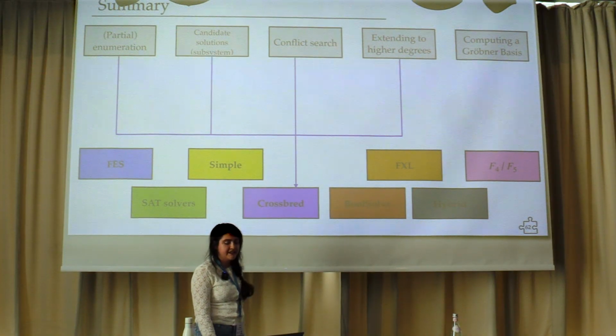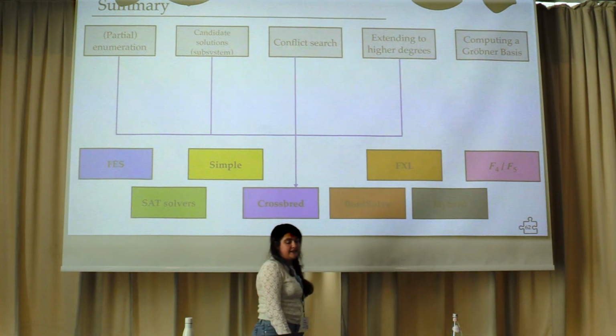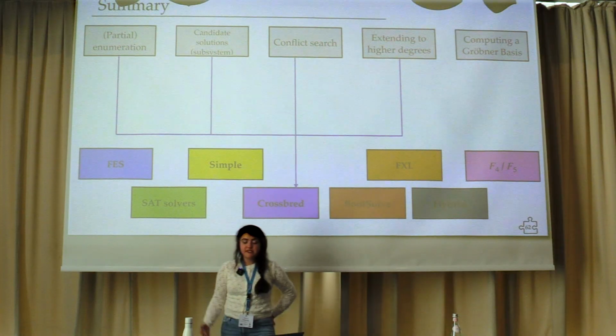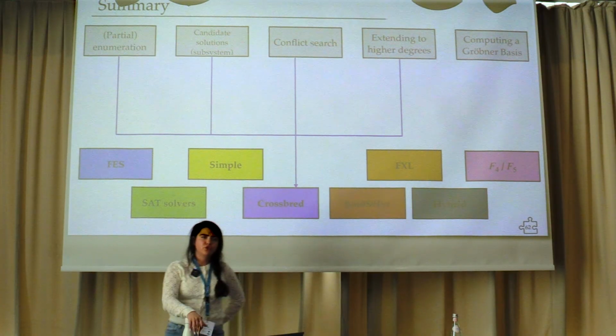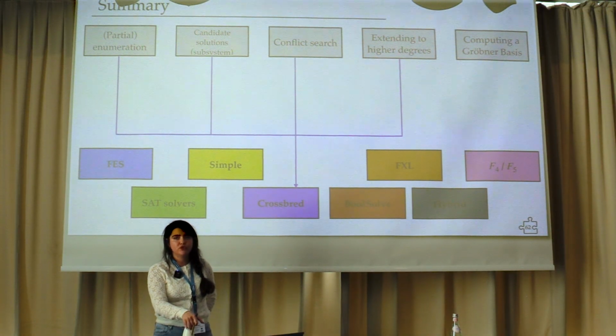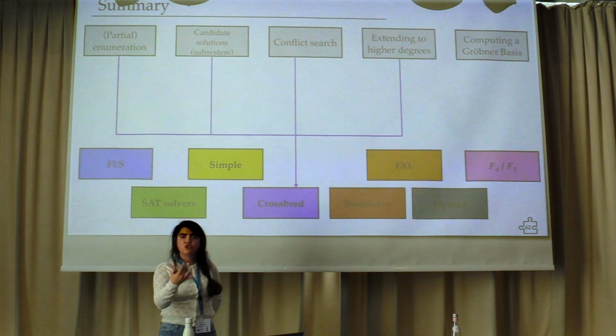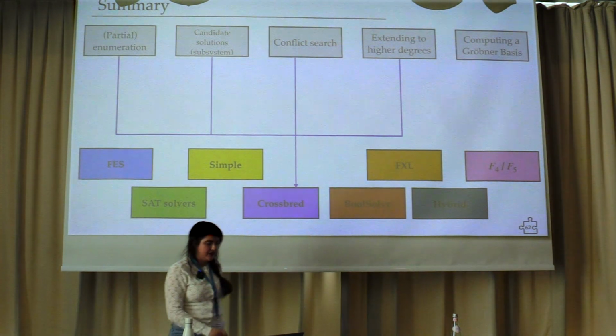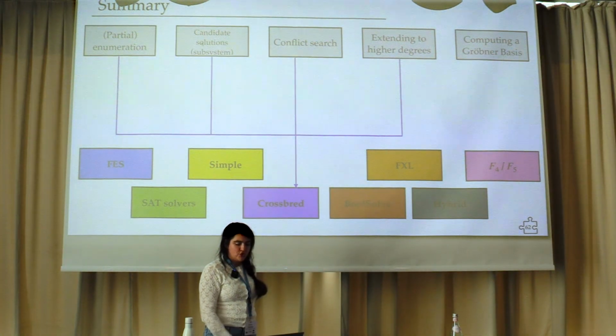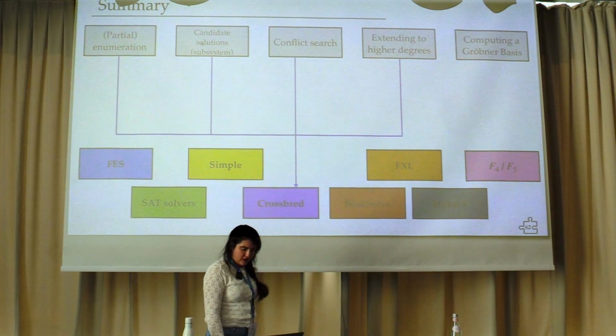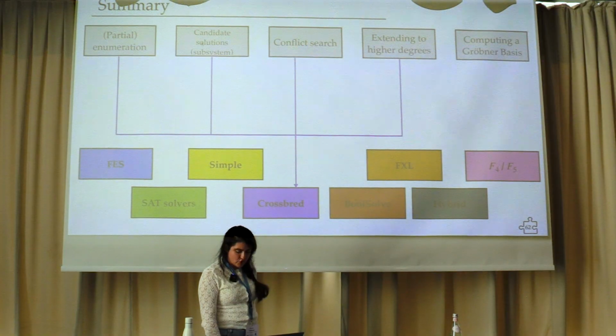And the crossbred does all of this. It does not compute a Gröbner basis, because usually the best trade-offs are where you go, as I said, up to degree 4. It wouldn't go higher than degree 4. So the way that you solve it is by these other techniques, candidate solutions, and so on. Okay, so that was the summary of the solvers.